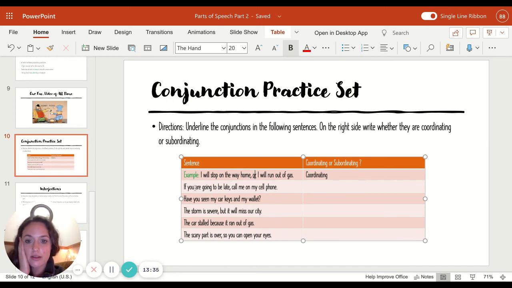Let's do the next one together. If you are going to be late, call me on my cell phone. If is a subordinating conjunction, right? Because it's part of our SWABI. And now do the other four on your own. Pause me and we'll finish up with interjections.